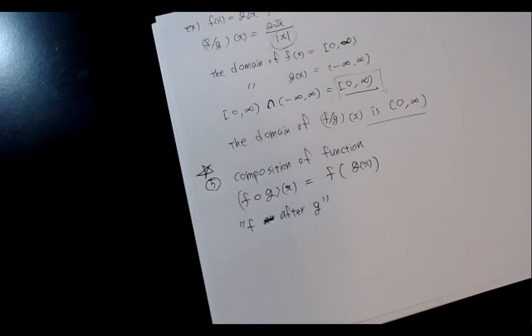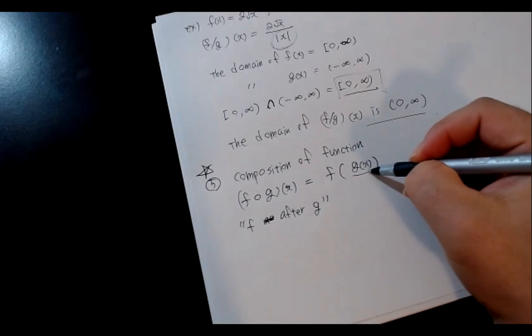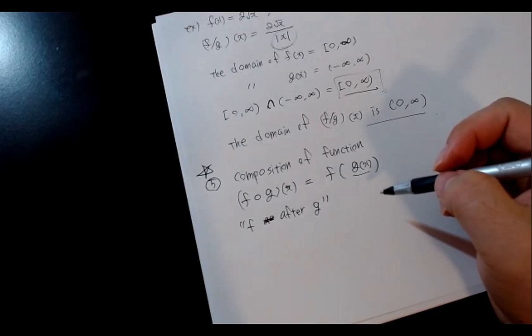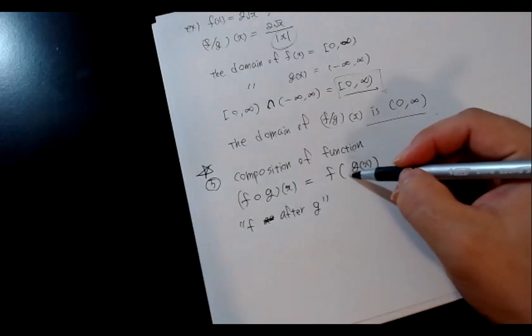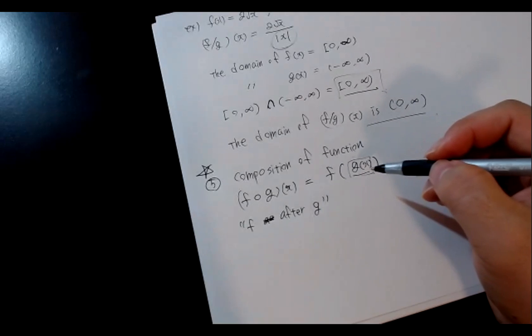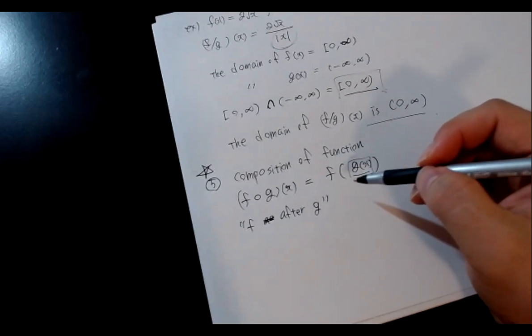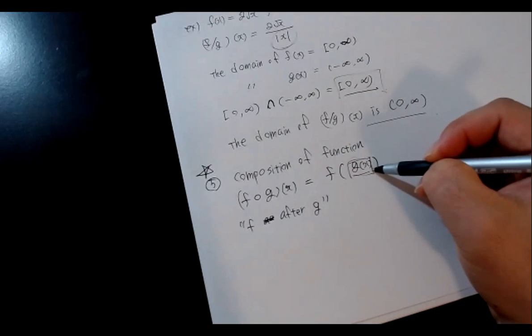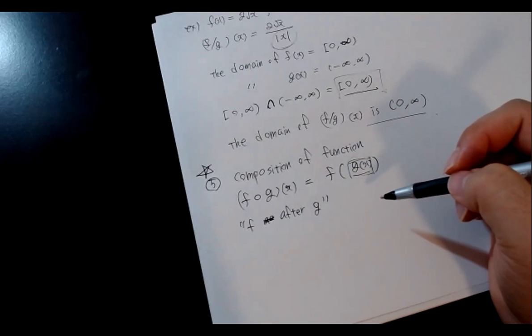So what does that mean? f of g of x means that we use g of x as the input of f. Actually, g of x is the output of g, I mean, the y value of g, right? But anyway, we use the output of function g as the input of function f. Okay, keep this in mind.